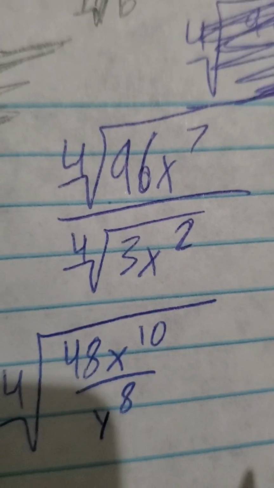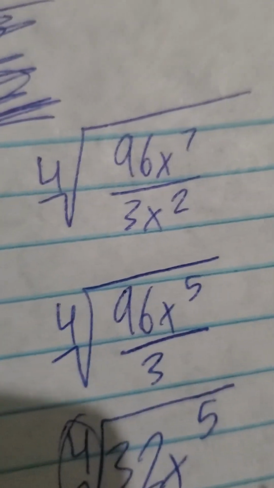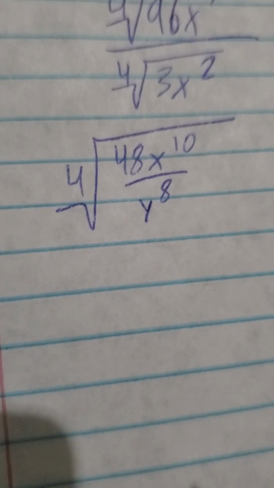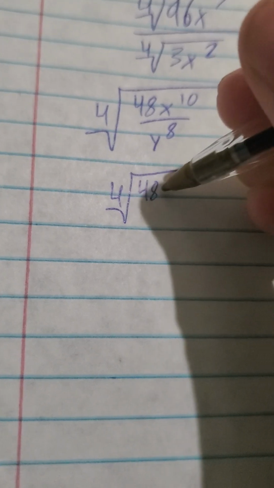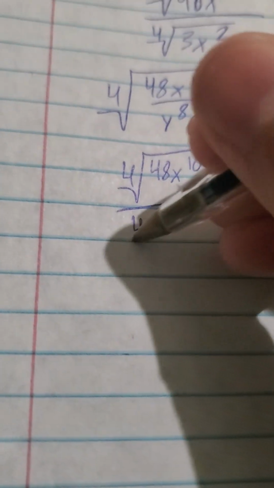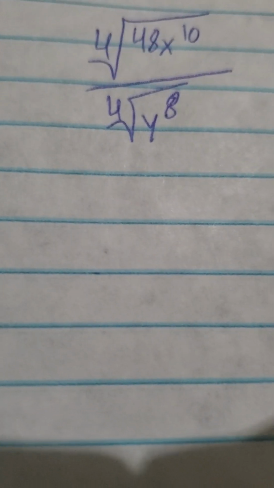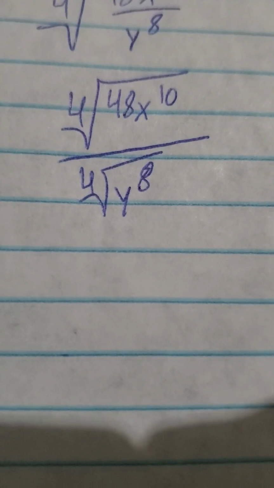Now, remember what I did last problem where I combined these two numbers into this one fraction inside the 4th root? I'm doing the opposite to this question whenever the camera decides it wants to focus. So we can rewrite this problem. We have the 4th root of 48x to the 10th power over the 4th root of y to the 8th. This is our new problem.